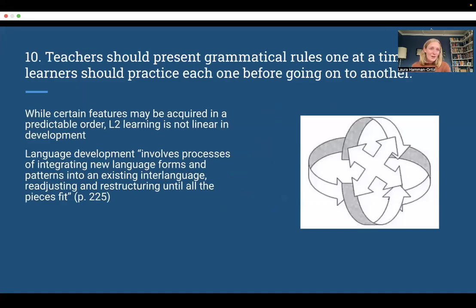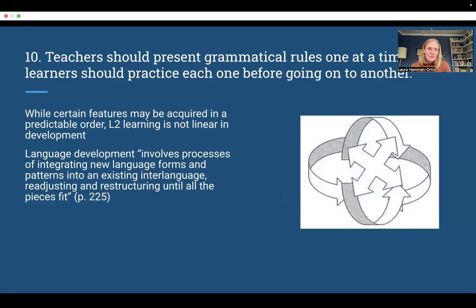Now, what we know about language acquisition is that, yes, certain features do tend to be acquired in a predictable order, but learning a second language itself is not linear in development. It can ebb and flow, and learners can acquire one way of communicating and then lose that structure and then pick it up again later. So presenting grammatical rules one at a time and fully mastering one before moving to another isn't really realistic.